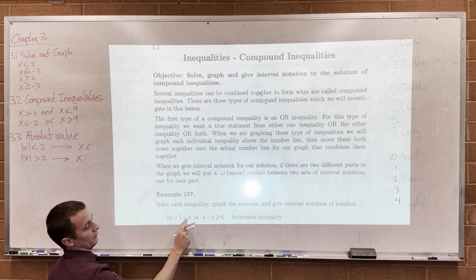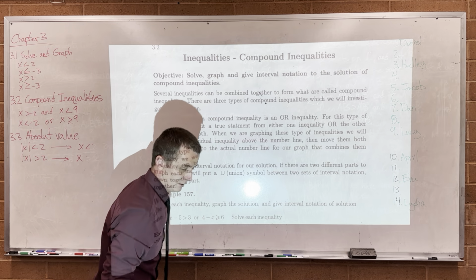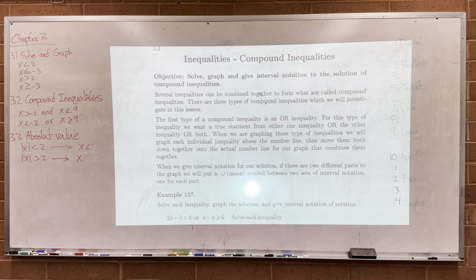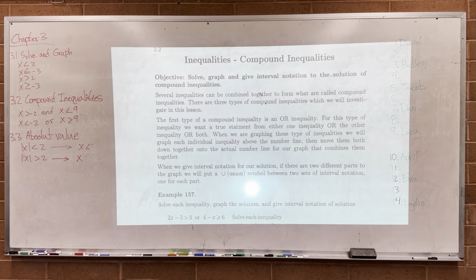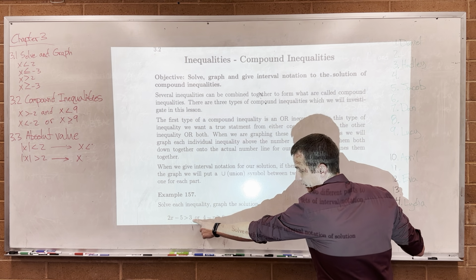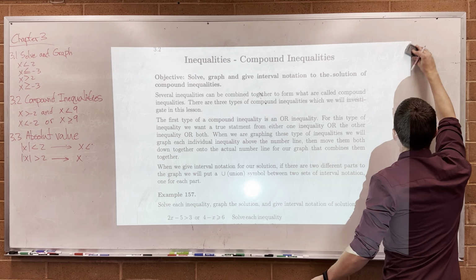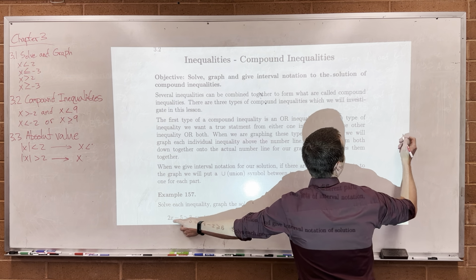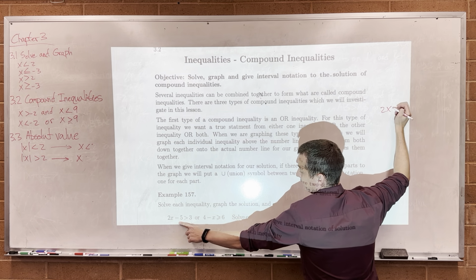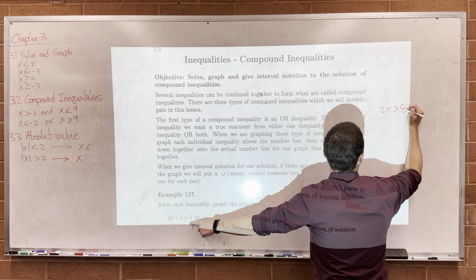So 2x minus 5 is greater than 3. What am I going to do first? Going to multiply or add 5 to both sides. So 2x minus 5 greater than 3. So rewriting that, add 5 to both sides, we get 2x. We're not going to have the minus 5 anymore because we add 5. Is greater than 8. That's our first one.